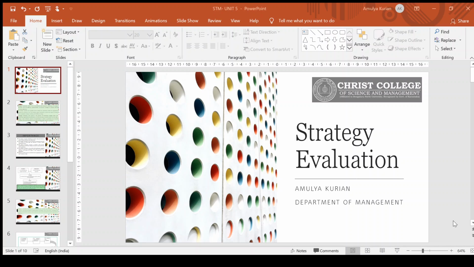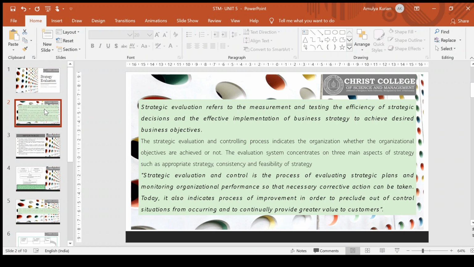Good morning, everyone. So, in today's session, we will be covering the last unit of strategic management, which is strategy evaluation. In this module, I have tried to cover all the main points in this chapter in detail. For your reference, the notes will be uploaded. So, let's see what is the definition of strategic evaluation.